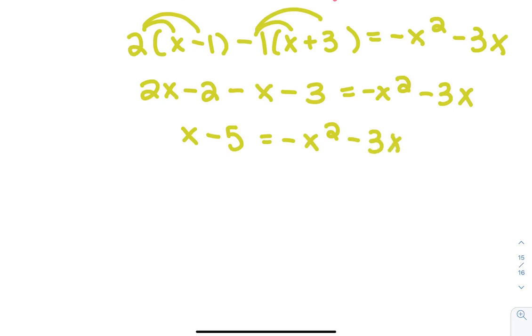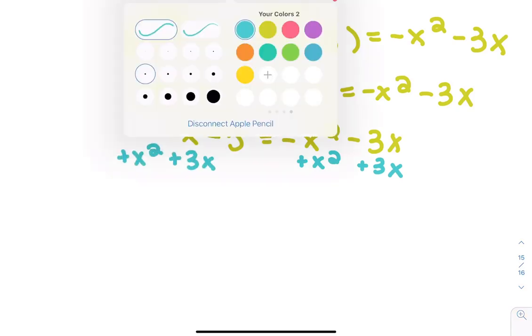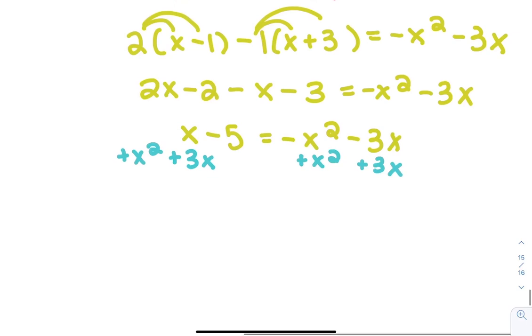Notice this problem is a little different from the problems we solved before because this one has an x squared in it. Now remember back to solving quadratics. One of the ways we can solve quadratics is making everything equal to 0 and then factoring. So let's see if we can do that. What we're going to do is add x squared to both sides and add 3x to both sides. And what do we end up with? We get x squared plus 4x minus 5 equals 0.